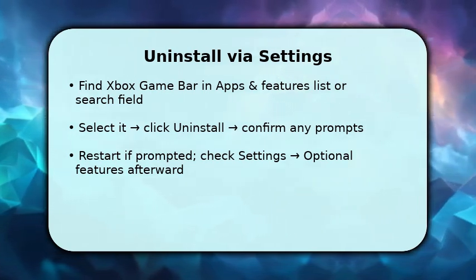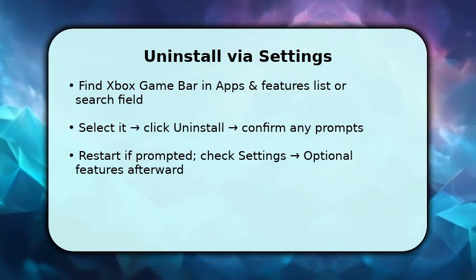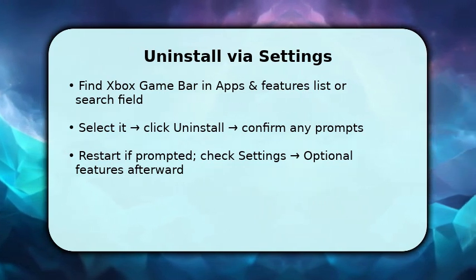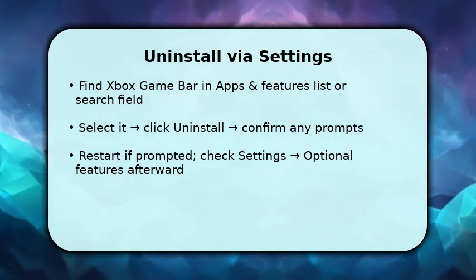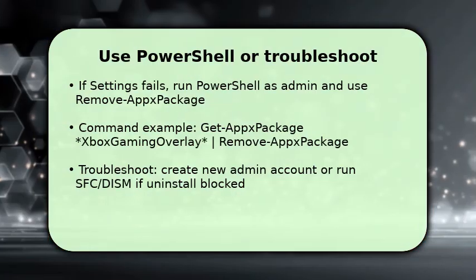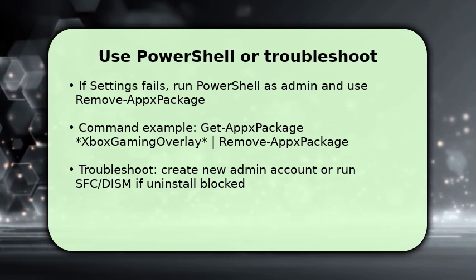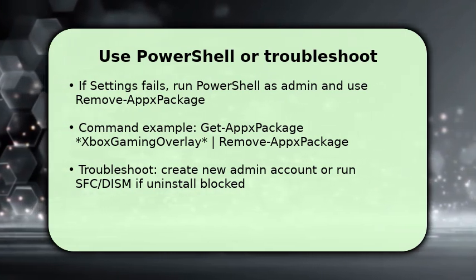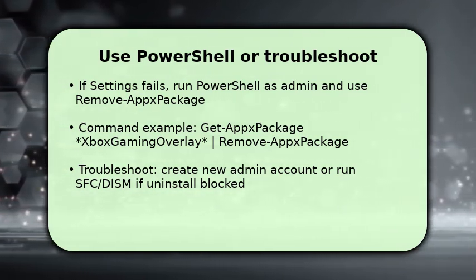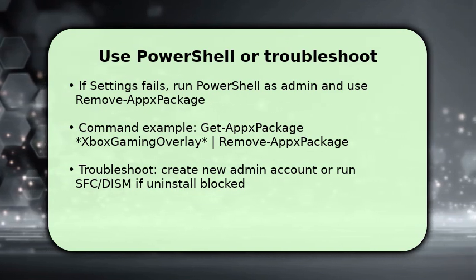If optional features still list components, remove those as well so background services don't restart. If settings won't remove the app, open PowerShell as an administrator to force uninstall. The command Get-AppxPackage *XboxGamingOverlay* | Remove-AppxPackage removes the package for your user. Once done, sign out and back in, or reboot to ensure the overlay stops loading.